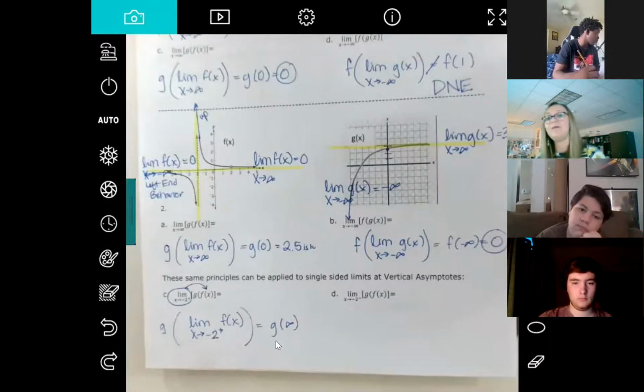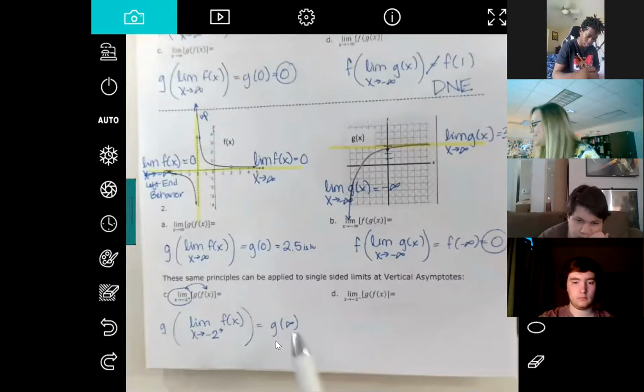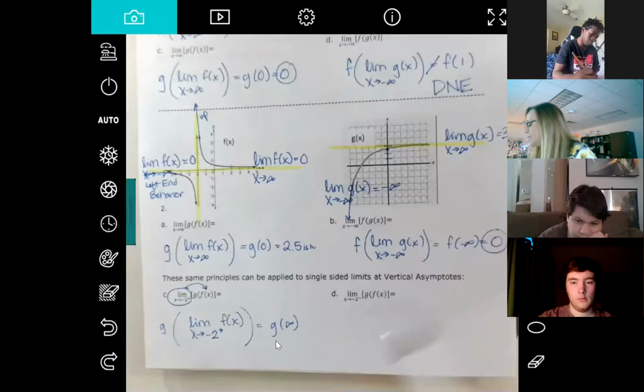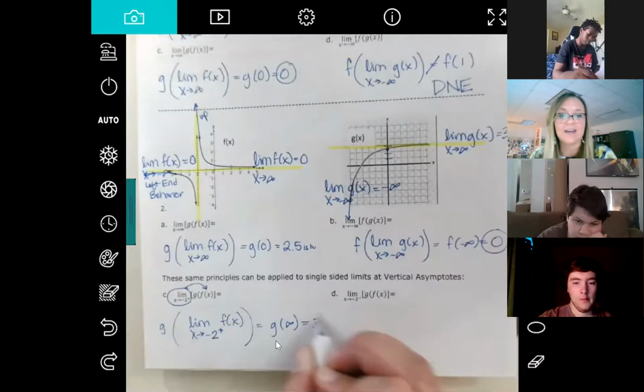And then I would go to my graph of g. Infinity tells me that my x's need to be at the right end of the graph, and I can see that it's approaching a height of 3 because I had an asymptote there.